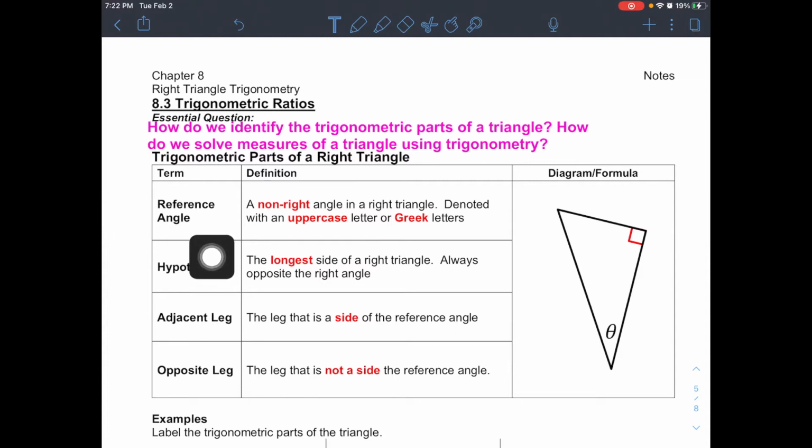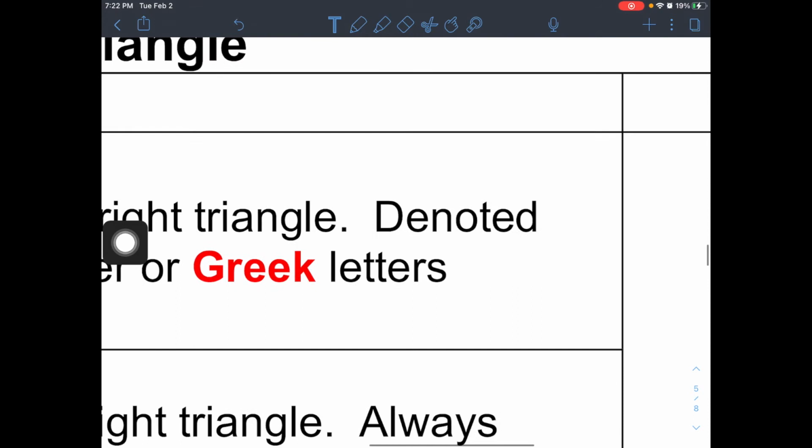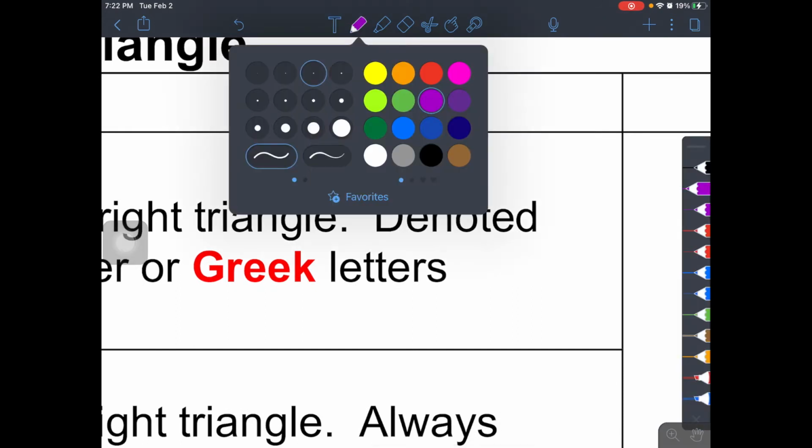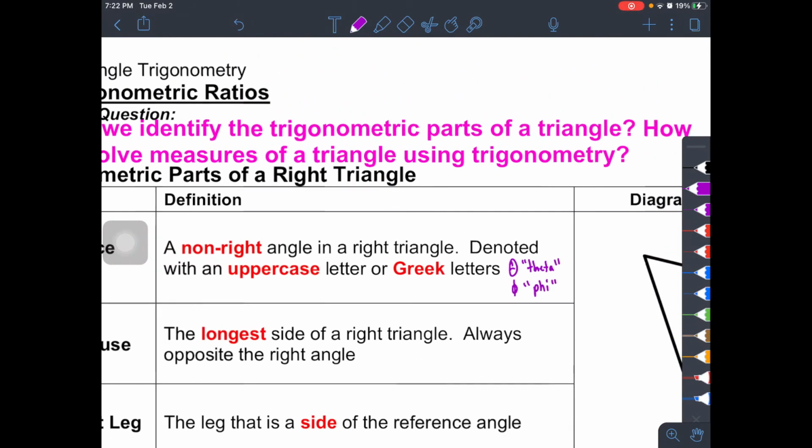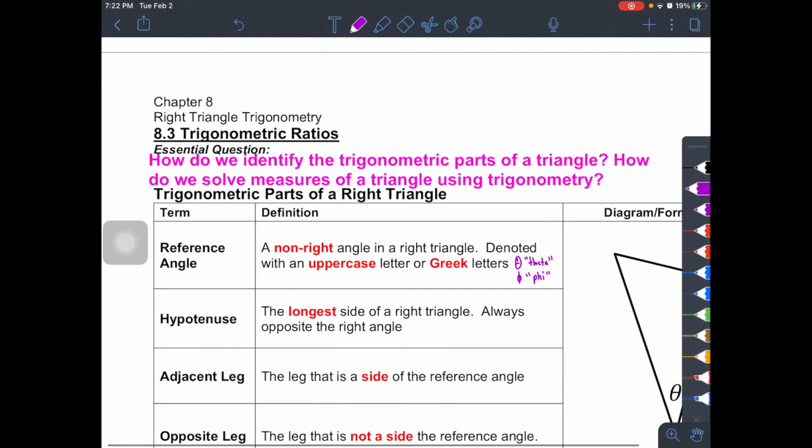First part is reference angle. All right, so it's the non-right angle, meaning it's not 90 degrees in a right triangle. It's usually denoted with an uppercase letter or Greek letters. Greek letters that are pretty common that you're going to see would be theta, or phi, so be aware about that. And don't be surprised by that notation. That's just what we usually use for reference angles in trigonometry.